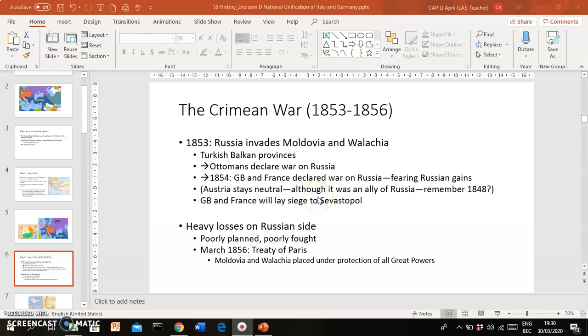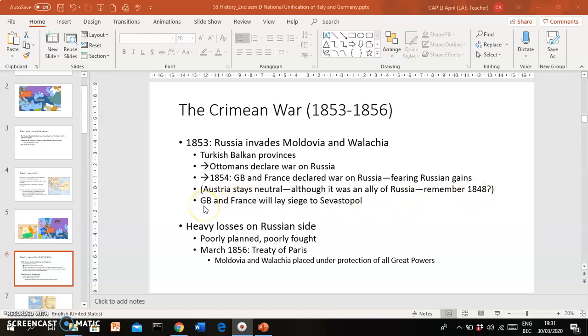And a year after, Great Britain and France would also declare war on Russia because they had the same concern. They didn't want Russia becoming too big, too powerful, that would upset the balance in Europe. Austria, on the other hand, would largely stay neutral, although, in principle, it was allied with Russia. Remember, 1848, when the Russians helped the Austrians put down the Hungarian Revolution.